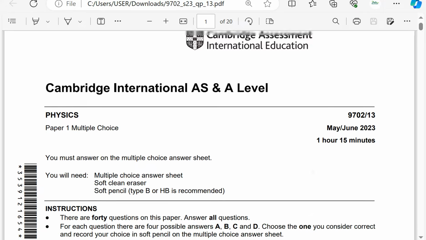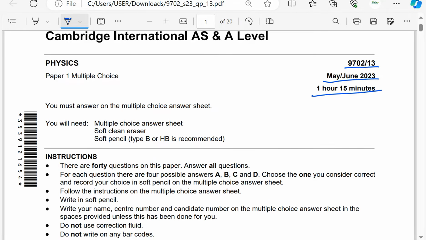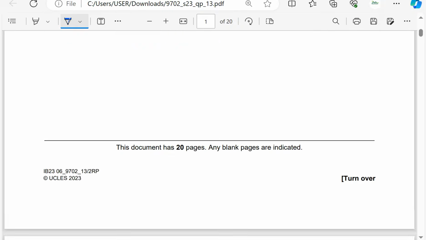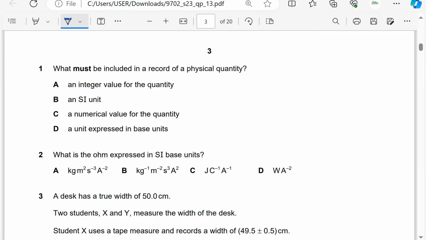So here we are. This is 970213 May June. The paper is 1 hour and 15 minutes and I'm going to try to keep time. So without wasting time, the instructions, this is paper 1 multiple choice. I will not waste time on that. We are used to the instructions, so I'll go straight to question number 1. What must be included in a record of a physical quantity?